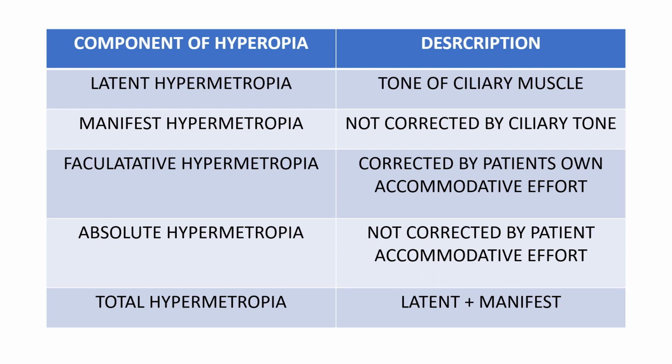The patient will be using their own accommodative effort to clear the hypermetropic error, and manifest hypermetropia is further classified into facultative and absolute. Facultative can be corrected by the patient's accommodative effort, and absolute cannot be corrected by the patient's accommodative effort. Total is the sum of both latent and manifest.